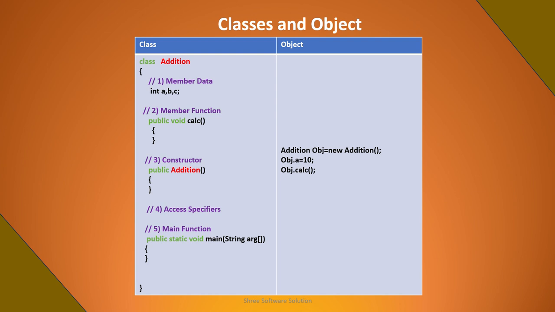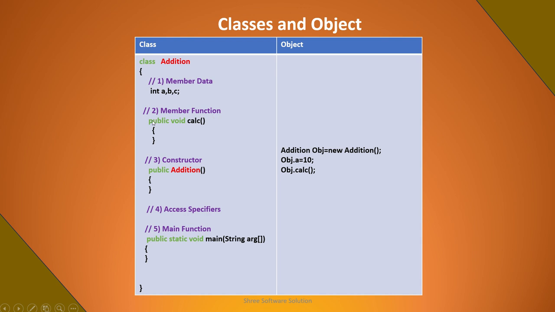Then we have the curly brackets, opening and closing, and only inside them do we write whatever code we need. Everything we can write here. Here is the member data: I just declared some variables a, b, c. You can declare anything like string name, float height. Whatever declarations we make, those declarations are called member data.